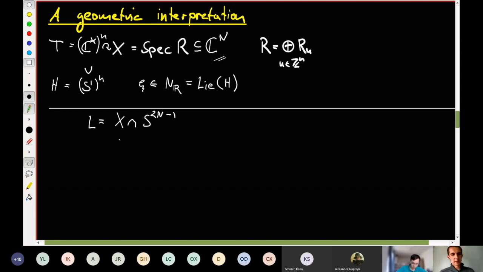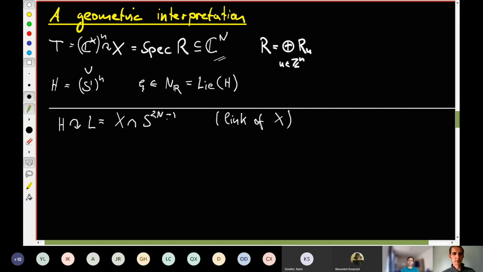Since in the beginning we assumed that X has an isolated singularity, we are actually intersecting away from the singularity. So this is indeed a smooth manifold. And such an object is called the link of our singularity. So that's the link of X. Certainly the action of the algebraic torus is not preserved under this intersection, but what's preserved is the action of the compact torus. So we still have the compact torus acting here.